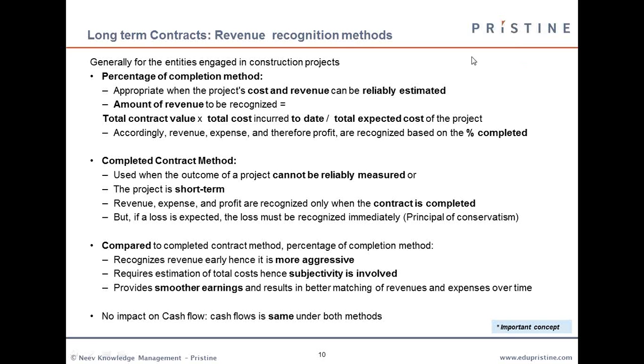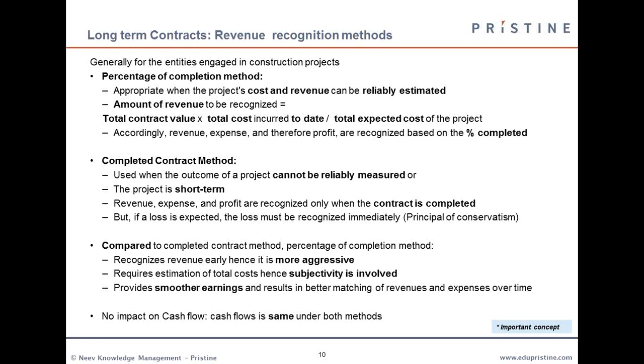Now for the long-term contracts, basically there are two methods to recognize revenue. First is the percentage of completion method. The long-term contracts, basically they are for the companies which are engaged in construction projects, because they have projects which extend for more than 5 years, 10 years or something. So here, the first method that we use is the percentage of completion method.